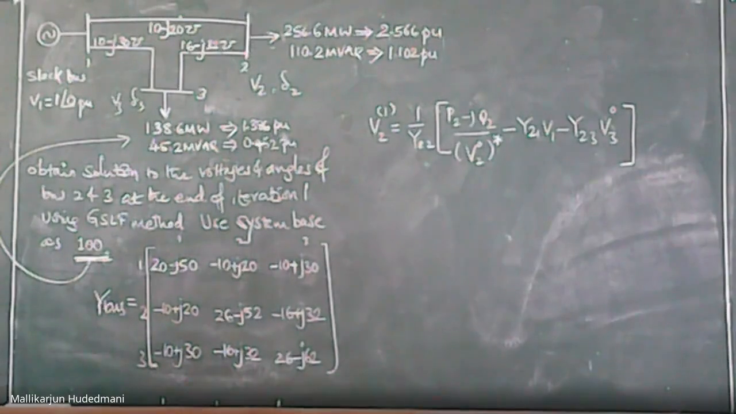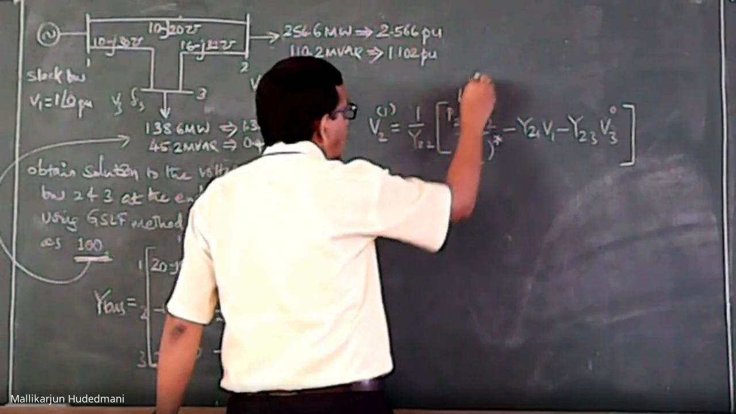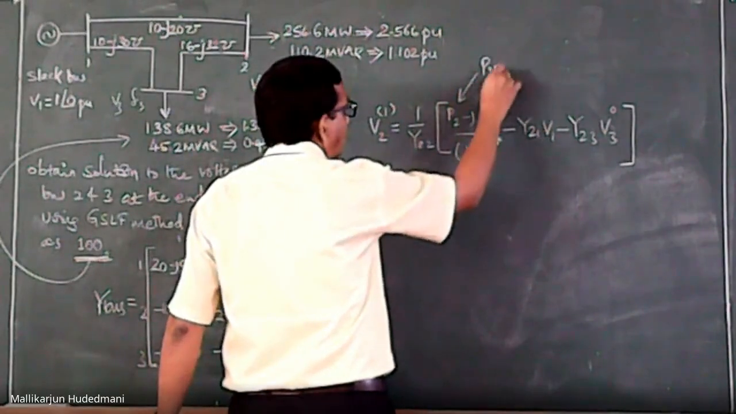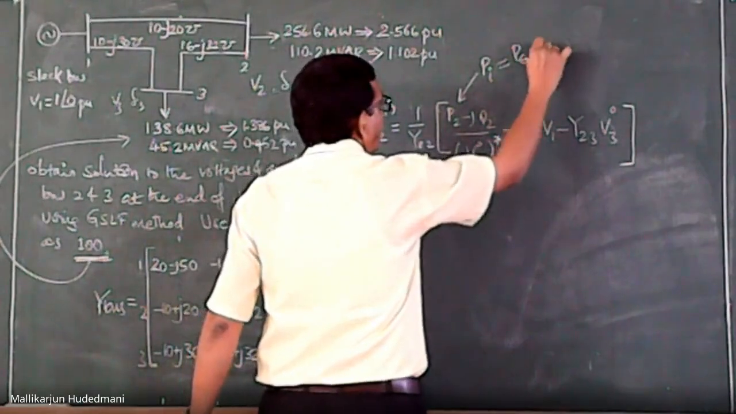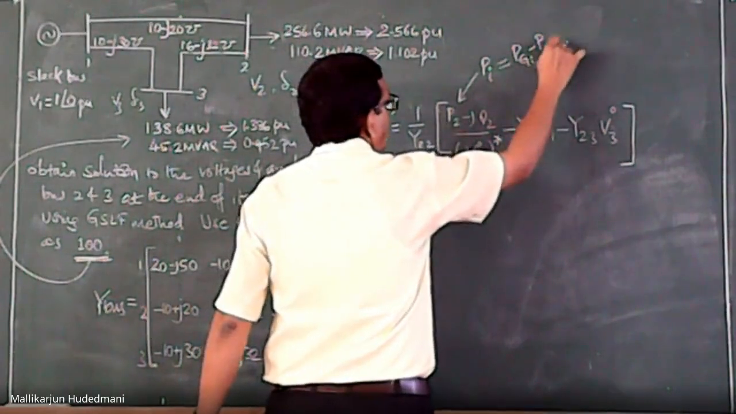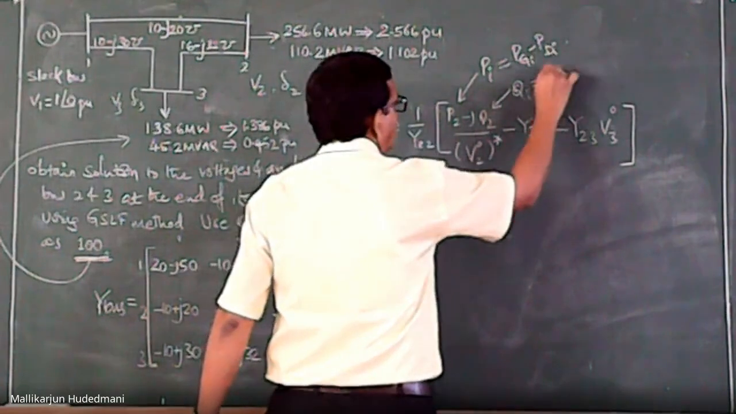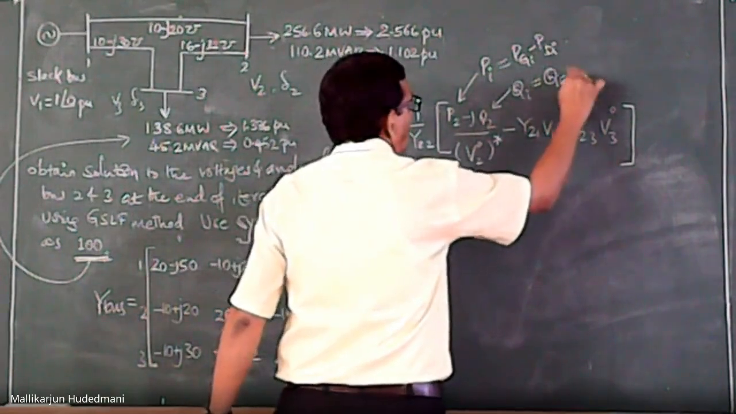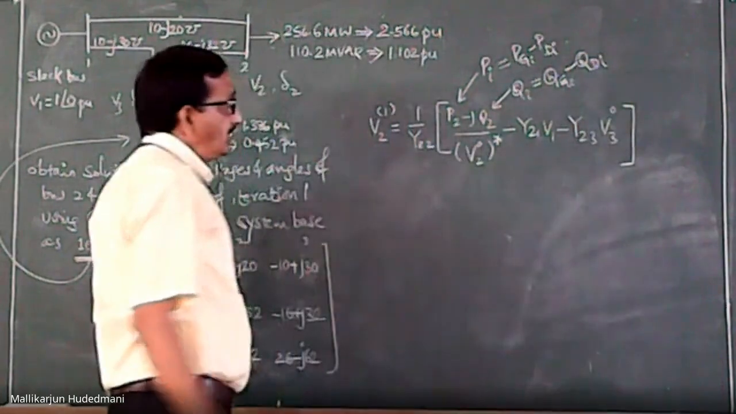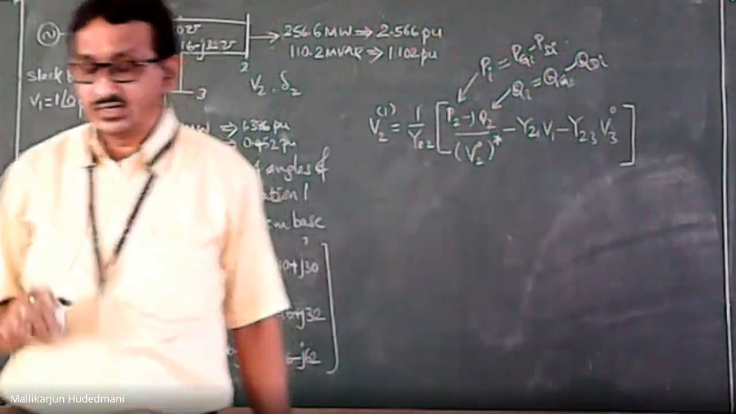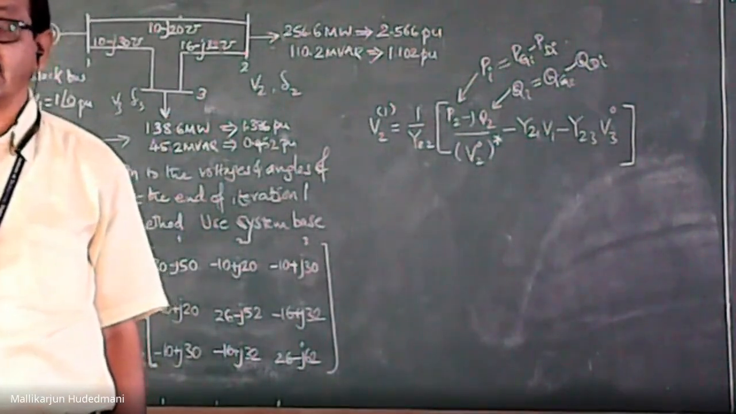Now my question again to you is, how do you write P2? P2 is nothing but Pi. Pi is nothing but PGi minus PDi. This is called Qi. This is again QGi minus QDi. Please note this write-up which I did on the board, which is very necessary for you to understand.